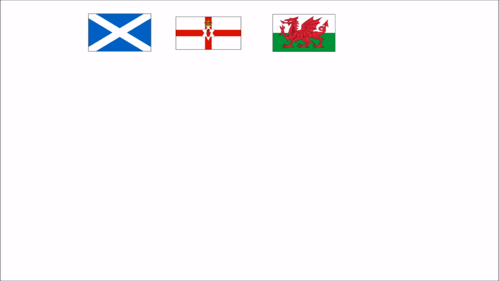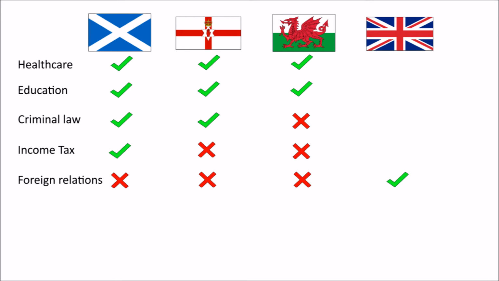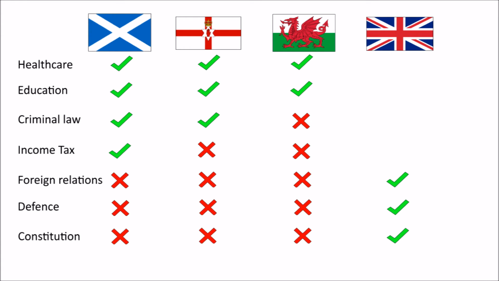These 3 devolved parliaments and assemblies don't all have the same powers. For example, all 3 have powers over healthcare and education, but the Welsh Assembly only has limited law-making abilities, and only the Scottish Parliament has the ability to vary income tax. In all cases, the UK Parliament handles foreign relations, defence, and the Constitution. This is just a small selection of the powers these bodies have. There are far too many details to cover in this video.